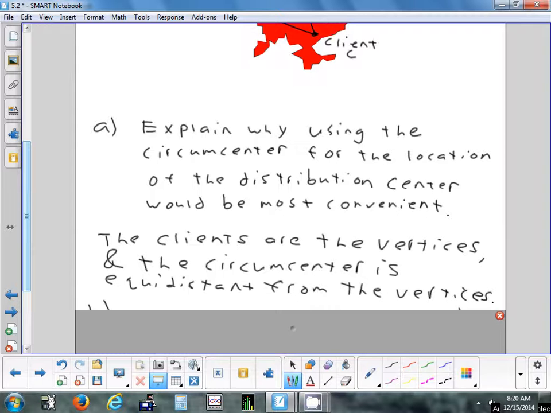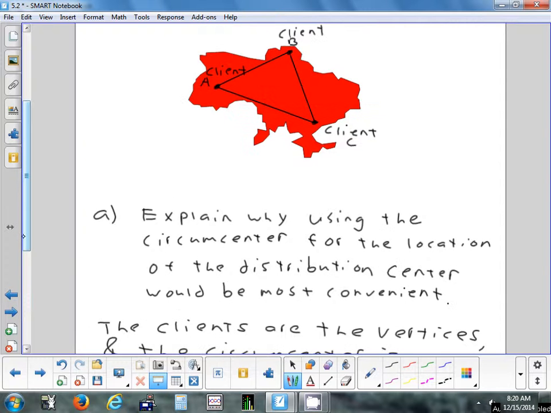Now, in real life, there might be a few more things they have to take into account. For example, suppose that from A to the circumcenter they had a highway, and B to the circumcenter it was just a back road. Well, in terms of the time, maybe you want to have it a little bit closer to client B, because they can't drive as fast to get there, because client A can drive faster. Okay, so there might be other things.